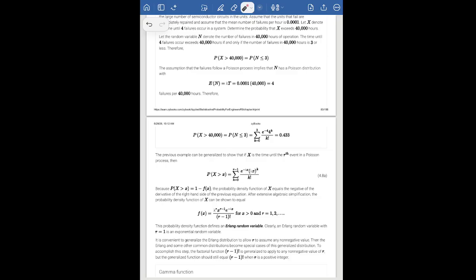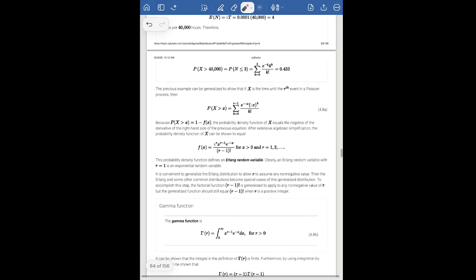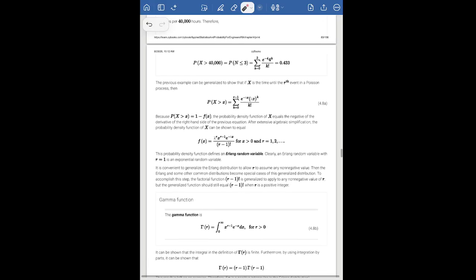So if you look at this, you have a situation where you can compare. You can have your variable where you're looking at the time that it would take before you get to that number of errors. Or you can look at it in terms of the way that the errors are counted. So we have related probability distributions that we can use to calculate that same probability.